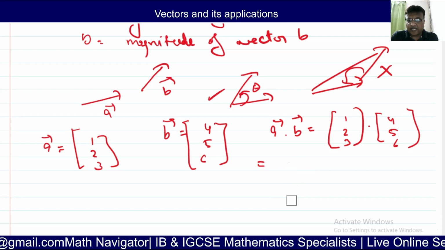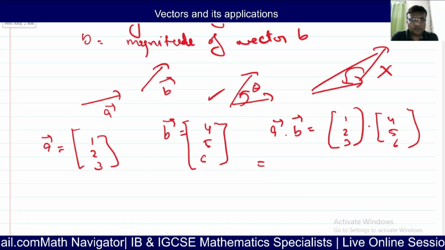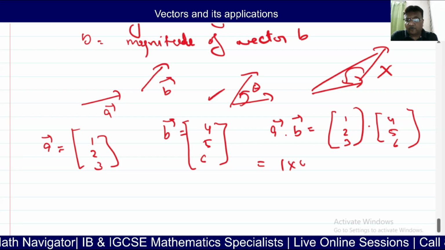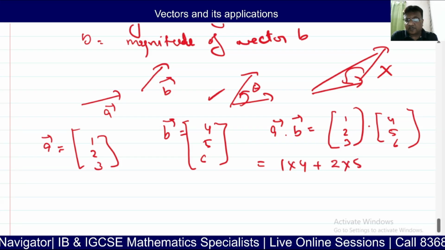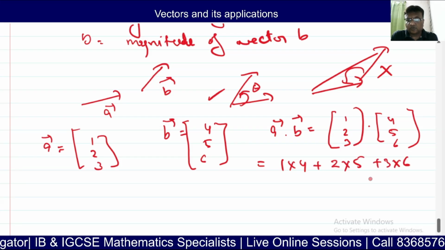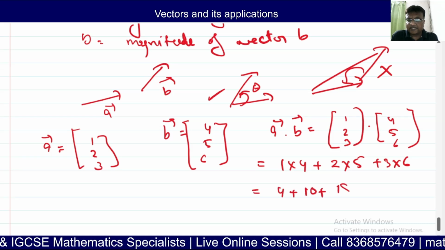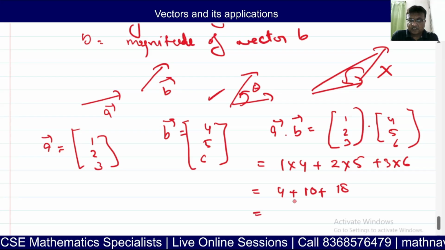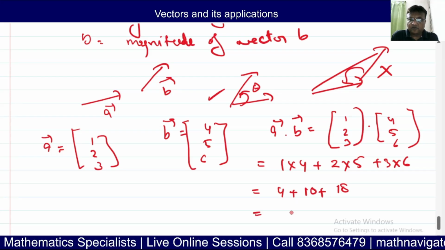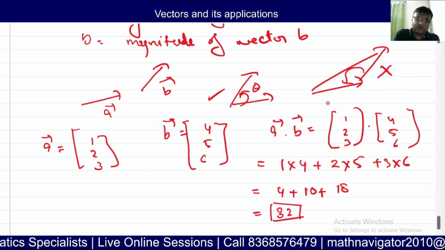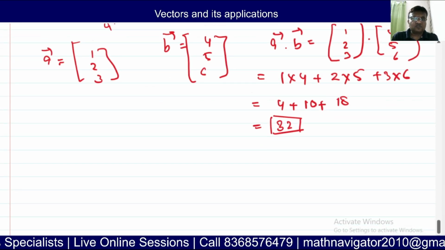This will be written as 1 times 4 plus 2 times 5 plus 3 times 6, which is 4 plus 10 plus 18. This will be 22 plus 10, 32. So 32 is my answer. Right, perfect. You have understood it very quickly.